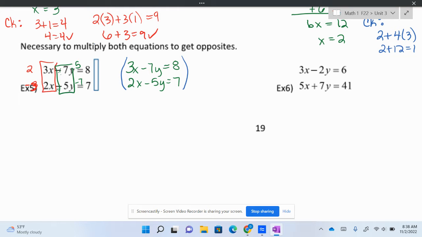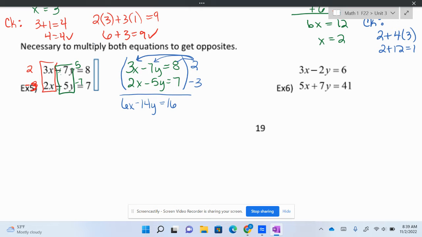So I'm going to multiply this top one by 2 and this bottom one by negative 3. But I could multiply the top one by negative 2 and the bottom one by positive 3, because I would still end up with a negative 6 and a positive 6. You see what I'm saying? Okay, let's do that. So 2 times 3x is 6x. 2 times negative 7y is negative 14y. 2 times 8 is 16.